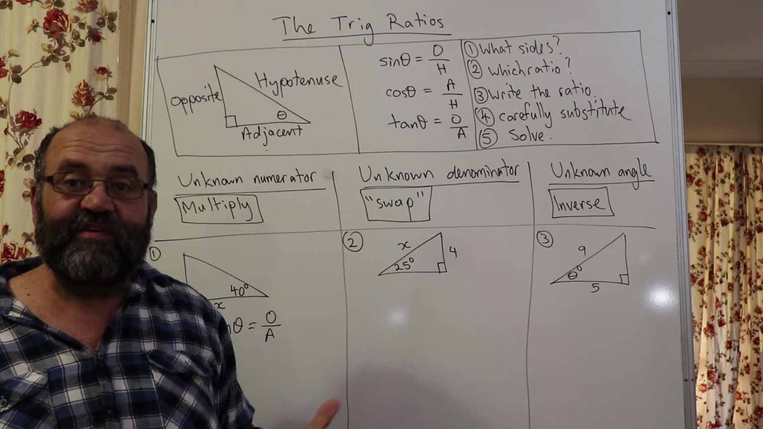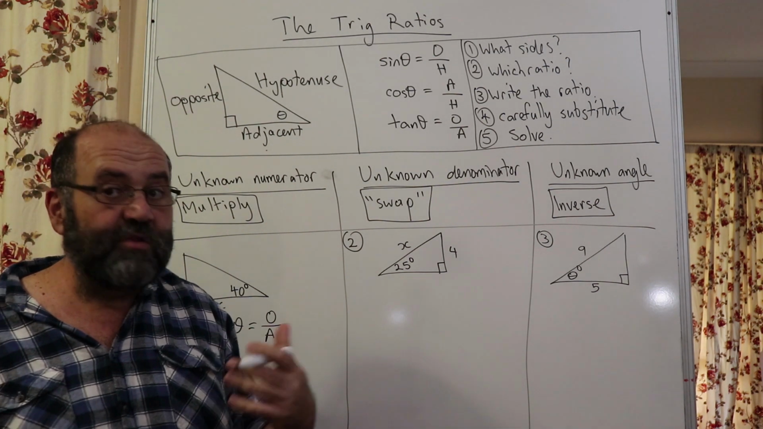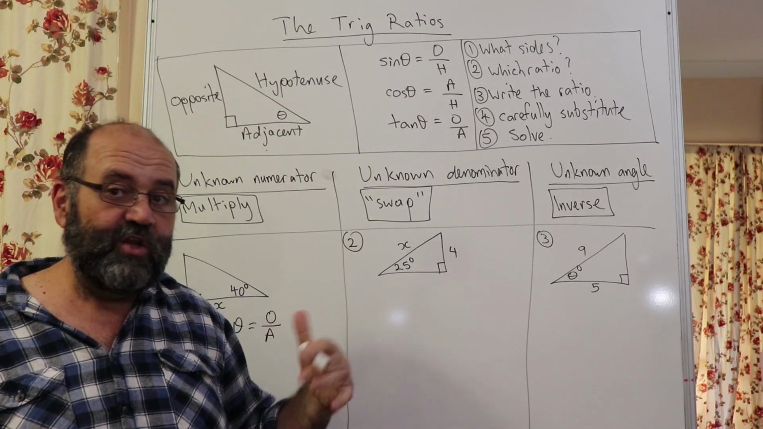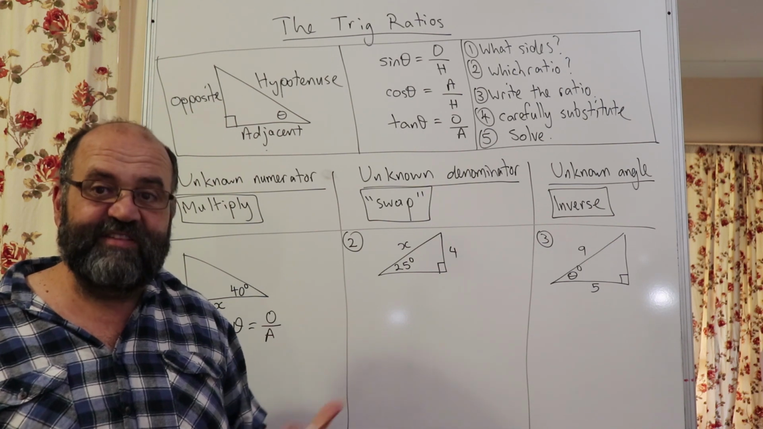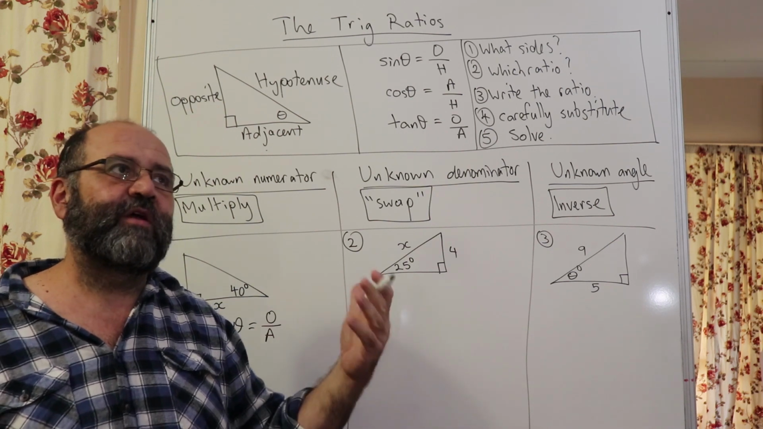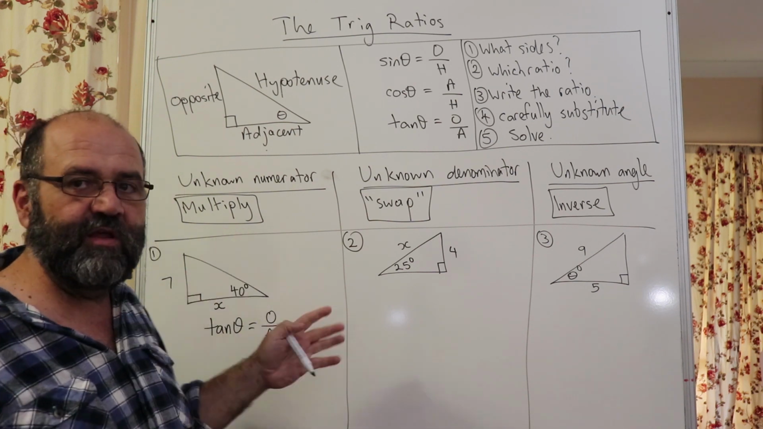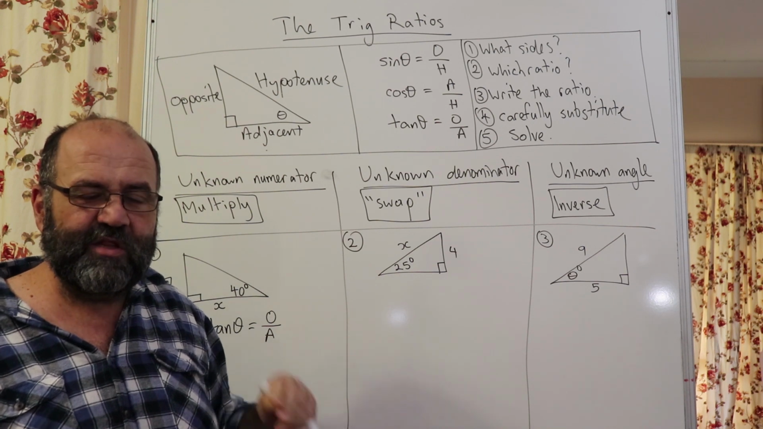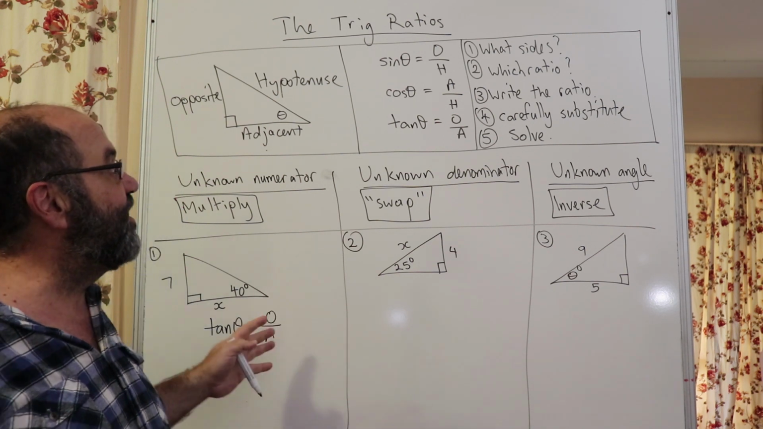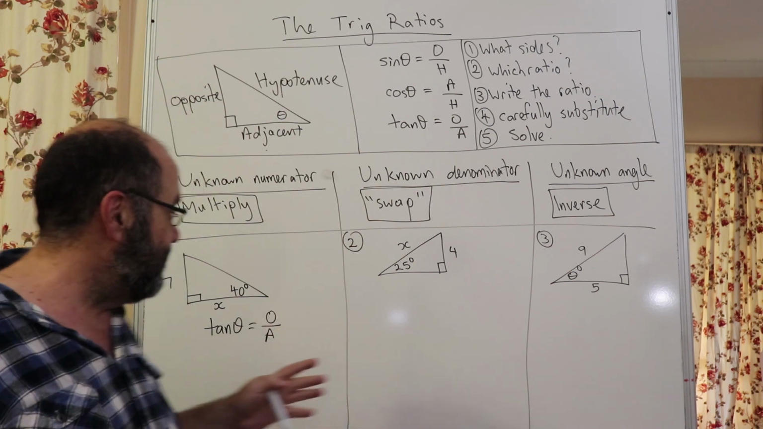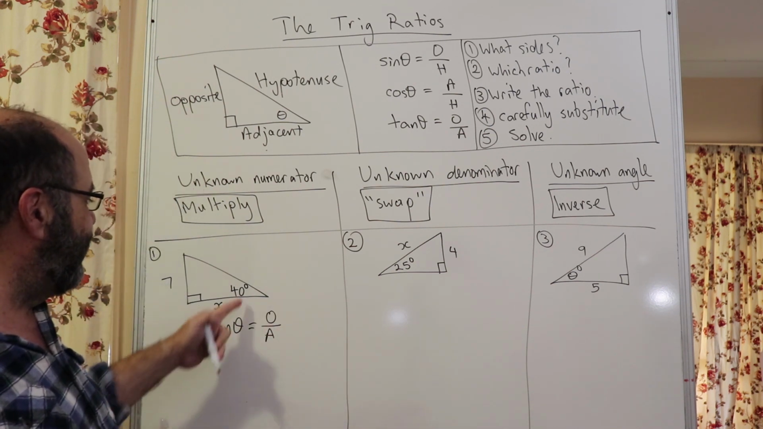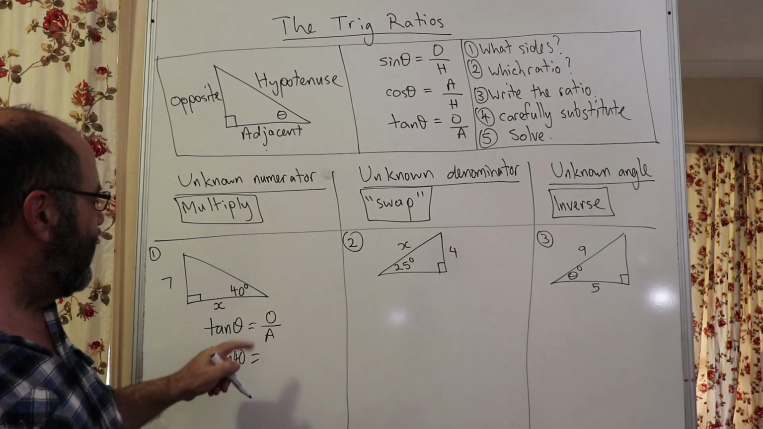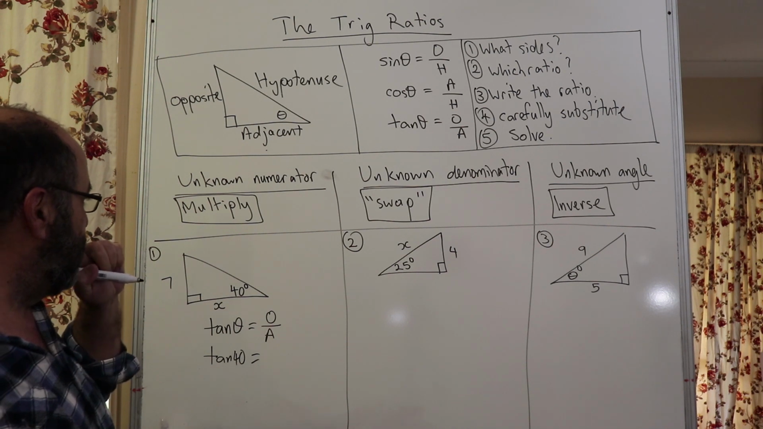Step four says to carefully substitute. So don't skip that step, please. Write down the ratio, because if you accidentally get it wrong and you do everything else correctly, at least an examiner can see they thought they had the opposite and the hypotenuse or whatever, but have they done everything else correctly? Do you know what I mean? So at least write down the ratio and then substitute correctly. So let's go. So theta is our angle, so tan 40. Our opposite side is 7.